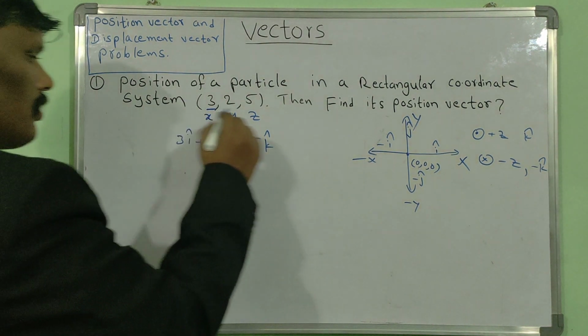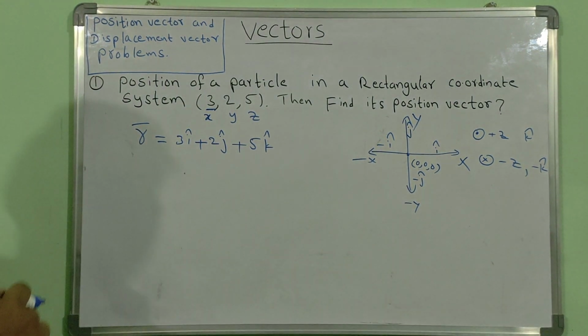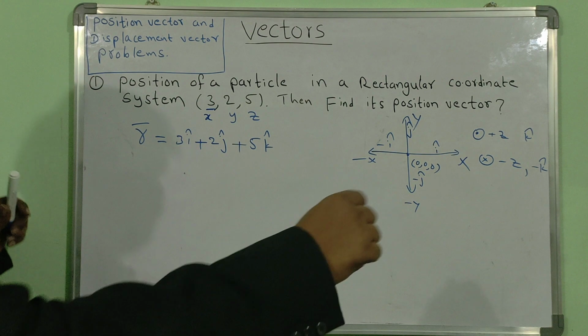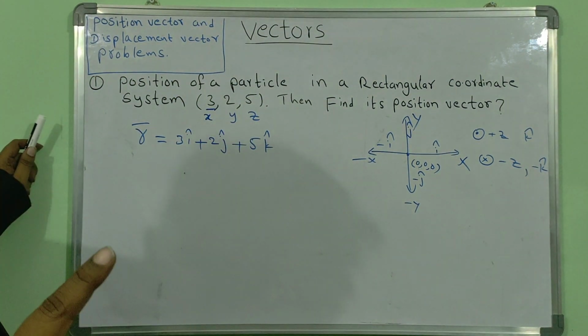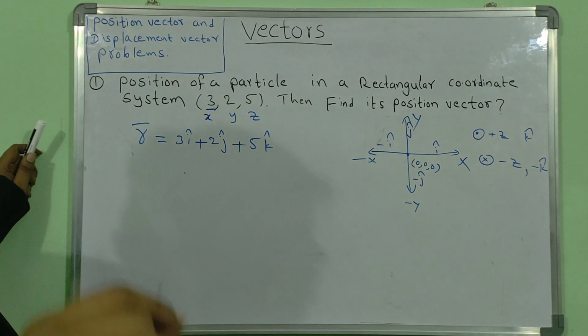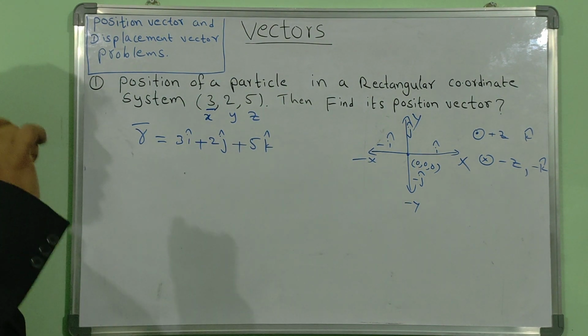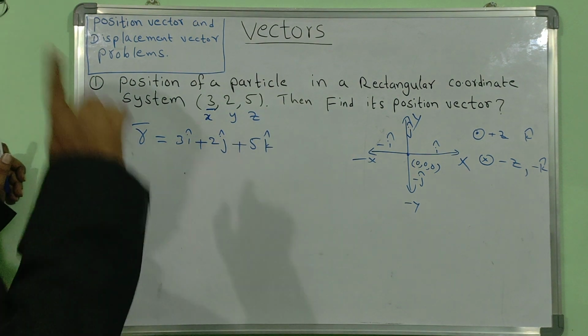Now this is nothing but the position vector of the given particle position in a rectangular coordinate system. What is the meaning of this? To reach the position, I always need to travel from the origin. From the origin to reach that position, the vector we require is what we call the position vector. The position vector is always drawn from the origin to the position of the object or the particle. So this is the position vector.